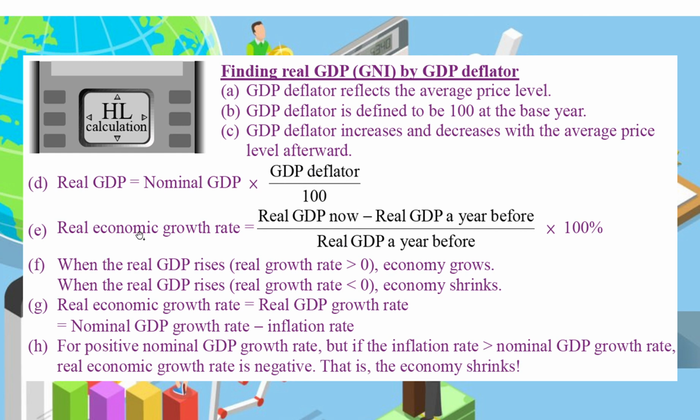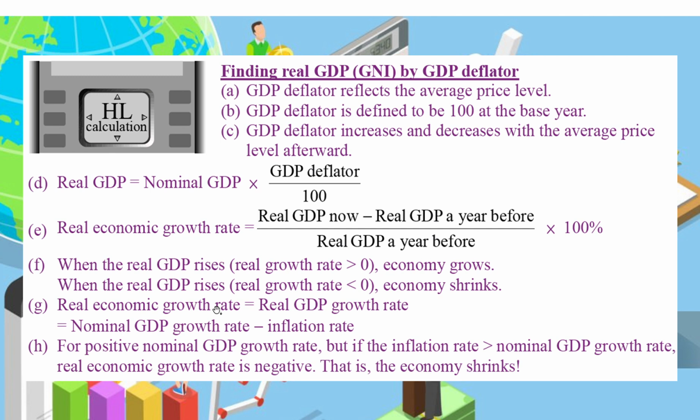I apologize. Okay. And real economic growth is the real GDP now minus real GDP a year before. We talk about a year always. Okay. And over the original value. Remember? So over the real GDP a year before, multiplied by 100%. If real GDP rises, it is economic growth; if GDP drops, the economy shrinks. Okay. Yeah. It's the real GDP growth rate. We hope that the real GDP growth rate can measure the real economic growth.